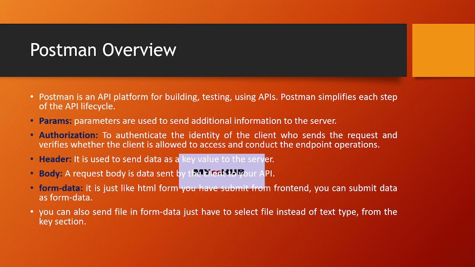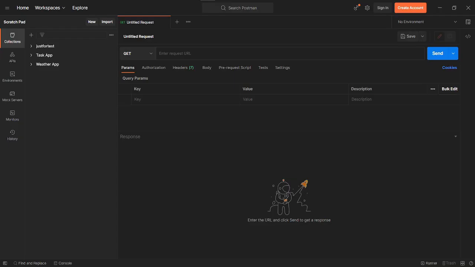Thereafter, we have body. A request body is the data sent by the client to your API. From this body section, if you click on this, you will get multiple options to send data with the API request.